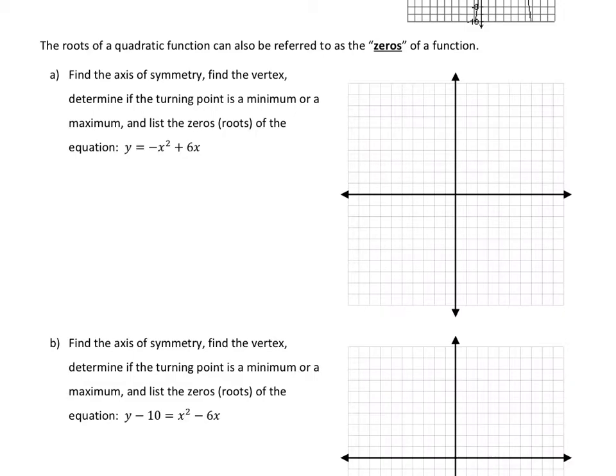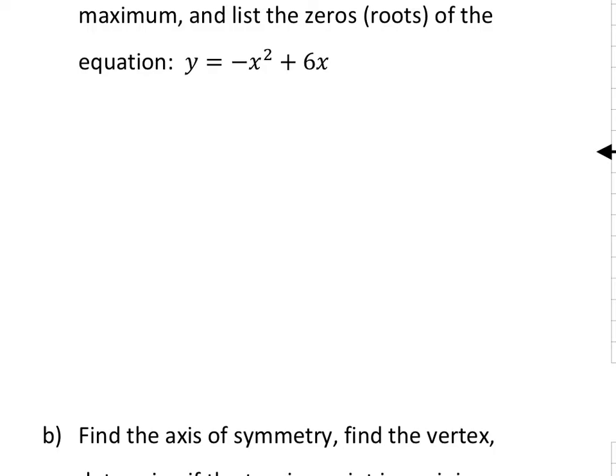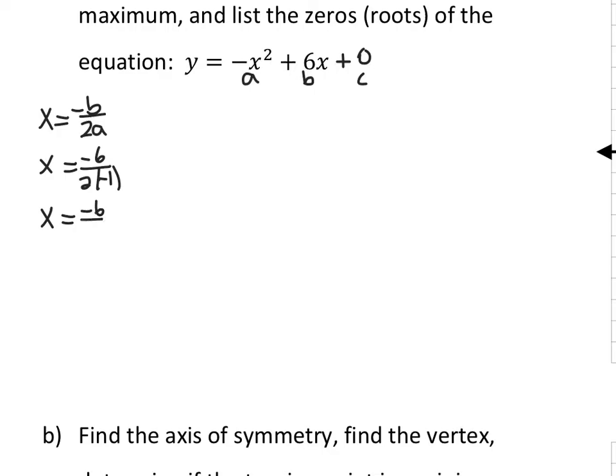So there's a lot of stuff going on here. We have to find the axis of symmetry and the vertex, so I'm going to start with that. This is our A value, B value, and technically it's plus 0, so that's our C value. X equals negative b over 2a. X equals negative 6 over 2 times negative 1, which is negative 6 over negative 2, which is positive 3. I know I ran through that rather quickly. If you need to pause and write it down, go ahead and do so.